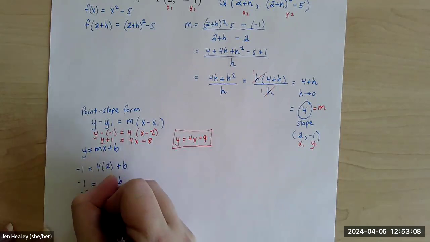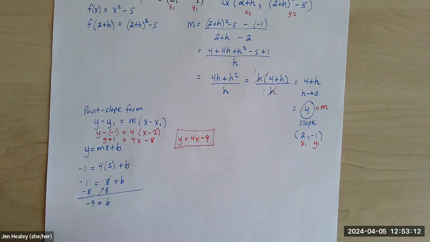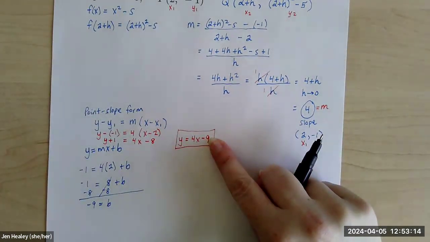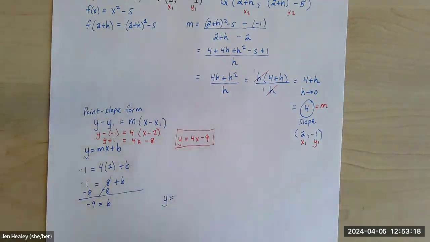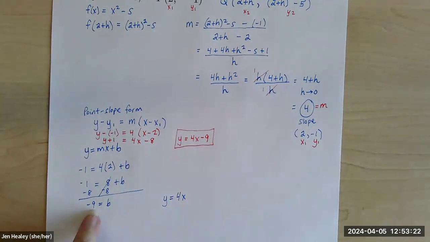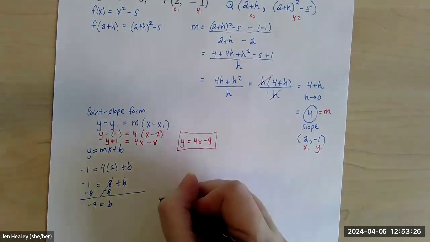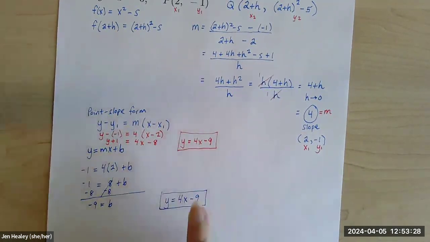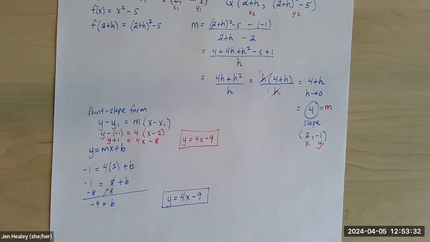That gives you that your b is equal to -9, which matches up with our b from before. Then you would just write your equation of the line: y equals, you plug the slope in, which is 4, and you plug your b in, which is -9. And you'll get exactly the same answer that we just got: y is equal to 4x minus 9. So either way is totally valid for getting your equation of the line. Okay.